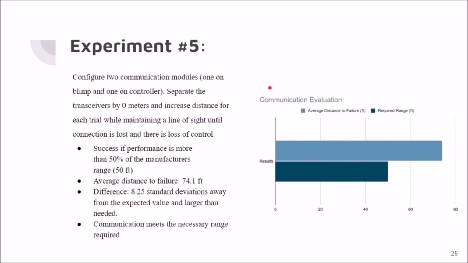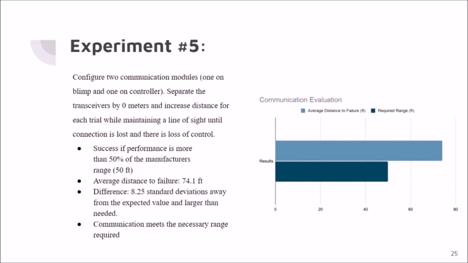Experiment 5, communication. In this experiment, the communication between the blimp and controller was tested till failure, meaning until they lost connection. It would be deemed successful if it was more than 50% of the manufacturer's range, at 50 feet. The average distance that we measured was around 74.1 feet until it lost connection.